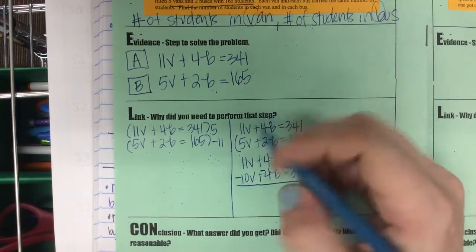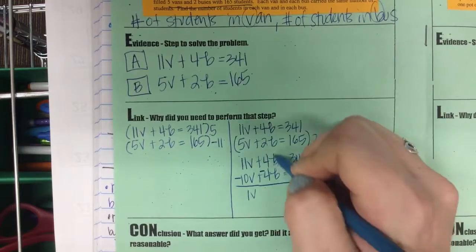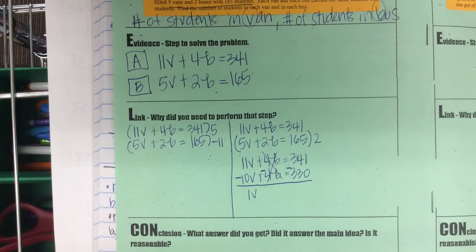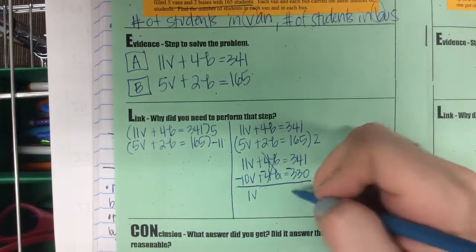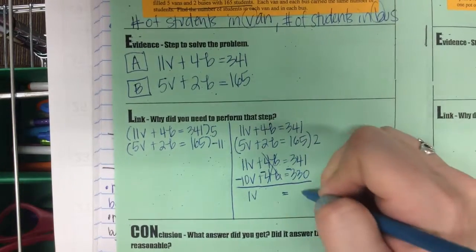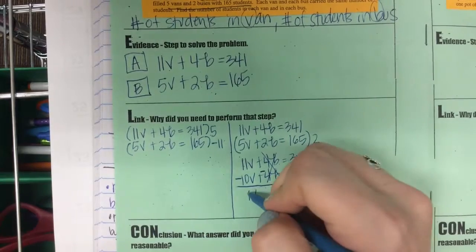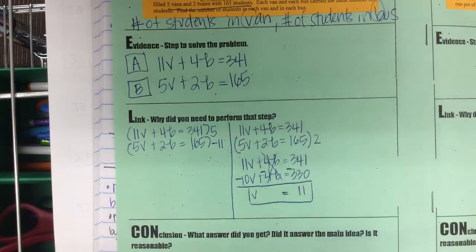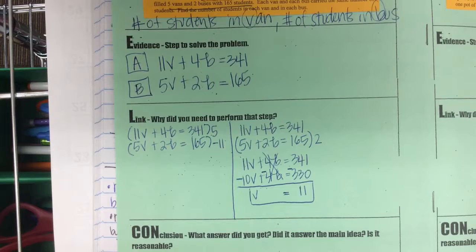11V minus 10V is 1V. My 4B and my negative 4B cancel out. 341 minus 330 is 11. So a van holds 11 students.